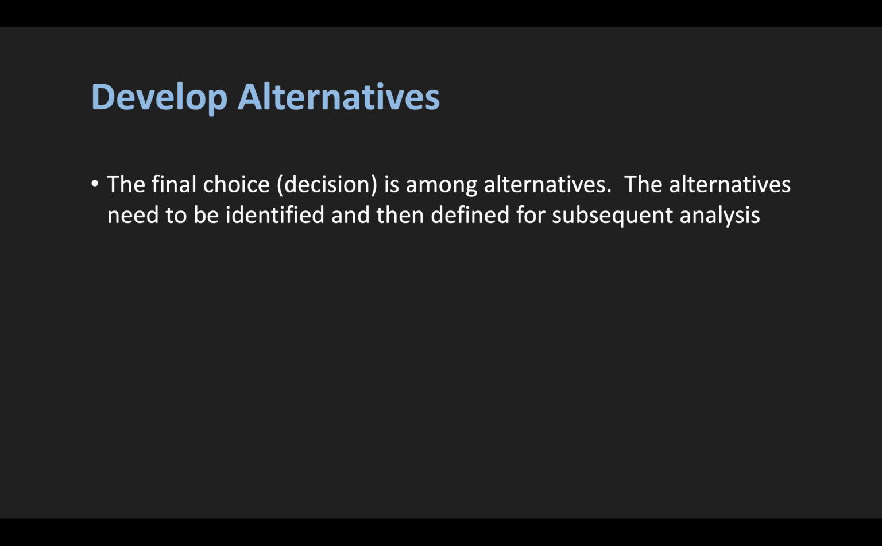First one, develop alternatives, right? The final decision or choice is among different alternatives. The alternatives need to be identified and then defined for subsequent analysis. A lot of times, let's say North System wants to build a building. Remember when we tried to build the ISAC building? We first approached different design firms and asked them to provide us preliminary designs. And then based on these alternatives, we decide which one is the best, right? And use that to conduct subsequent analysis.